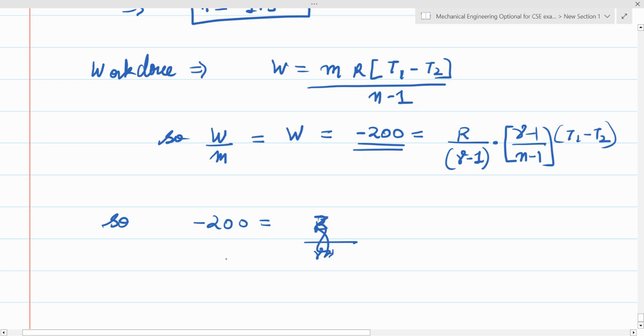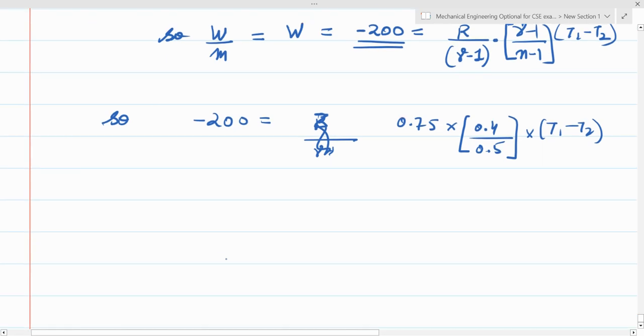This equals to 0.75 multiplied by 0.4 divided by 0.5 multiplied by (T1 minus T2), and that comes out to be, temperature rise comes out to be 333.33 Kelvin.